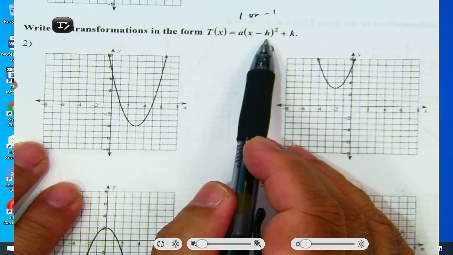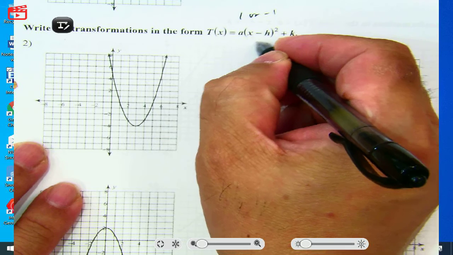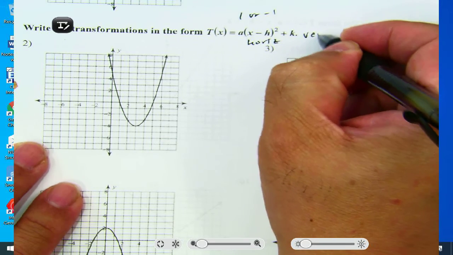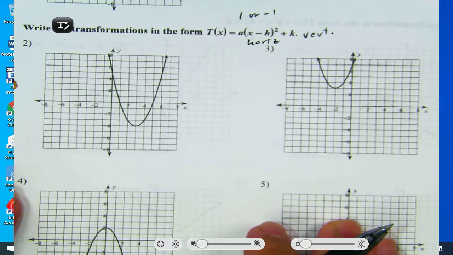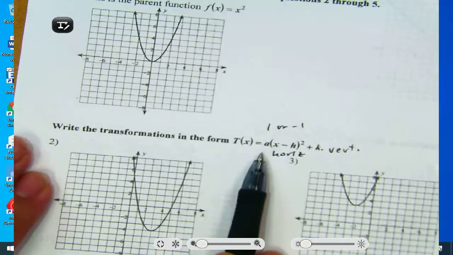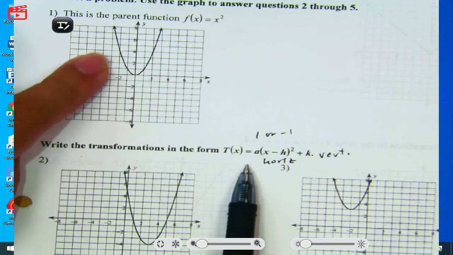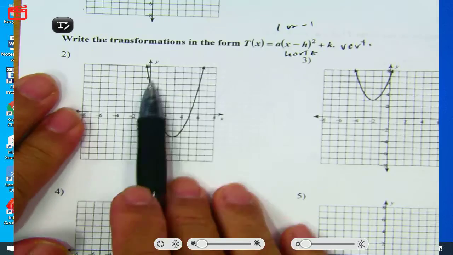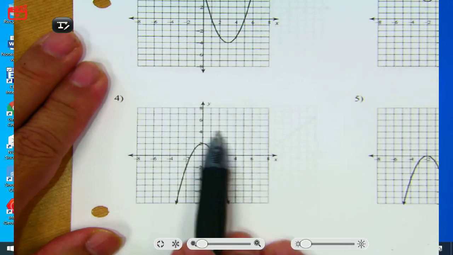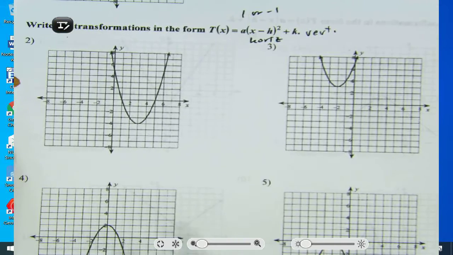Okay? H, remember, is the horizontal shift, and K is the vertical shift. So if A is positive, see this original function? The original function looks like this. If A is positive, it's going in that direction. So positive 1, and if it's going downward, then guess what A is? Negative 1.